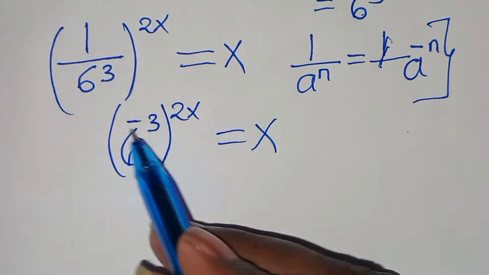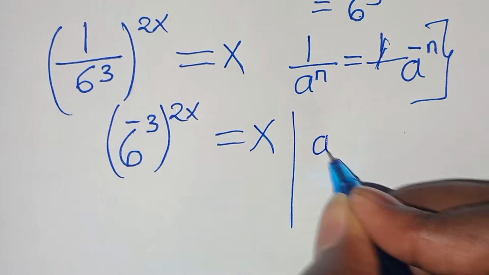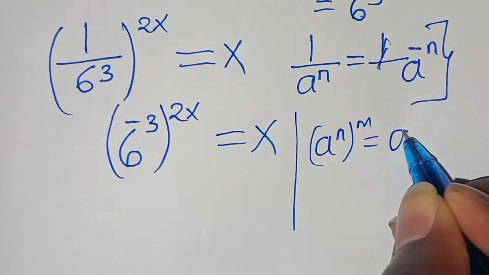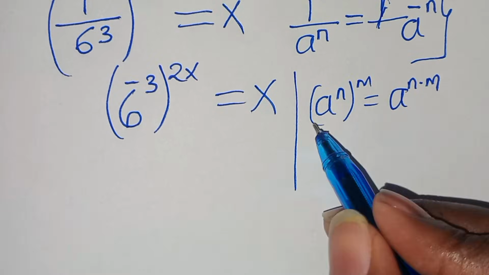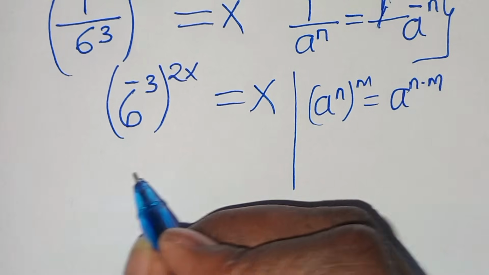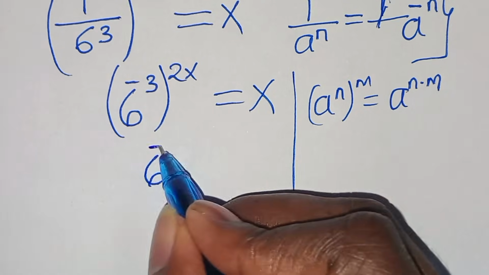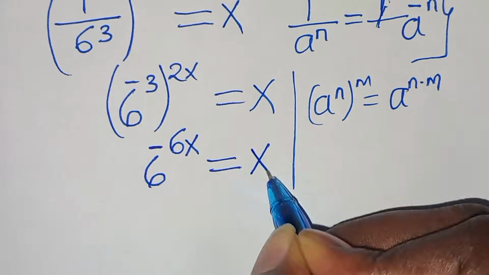Now, 6 to the power of minus 3 to the power of 2x. This is again in the form of a to the power of n raised to the power of m, which we can express as a to the power of n multiplied by m. Applying this exponent property, then we have 6 to the power of minus 3 times 2x. This is minus 6x. This is equal to x.